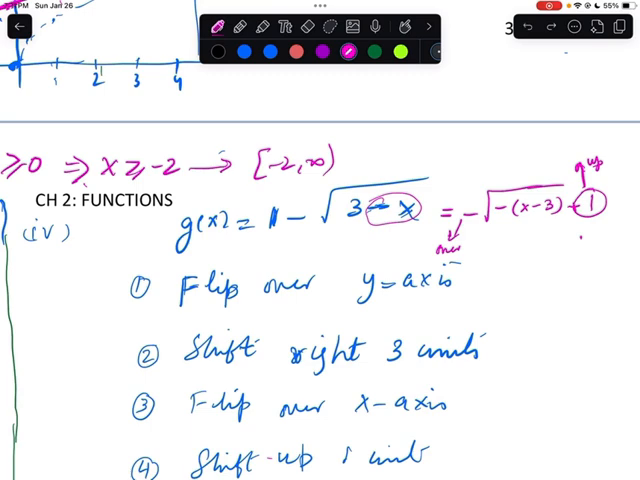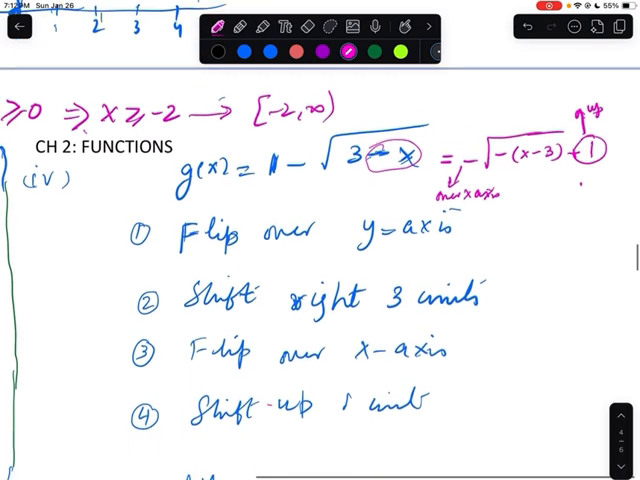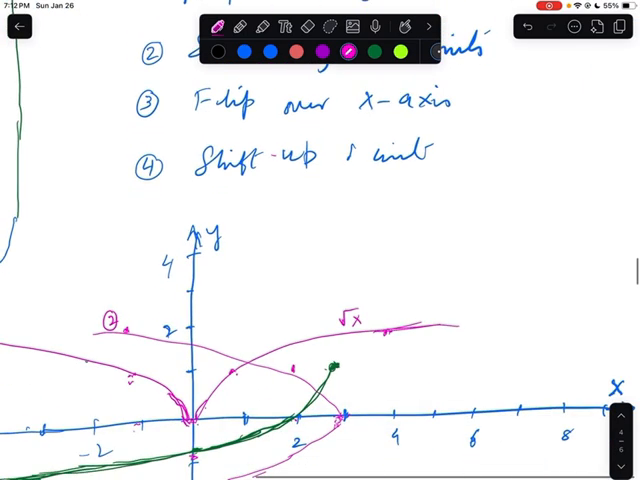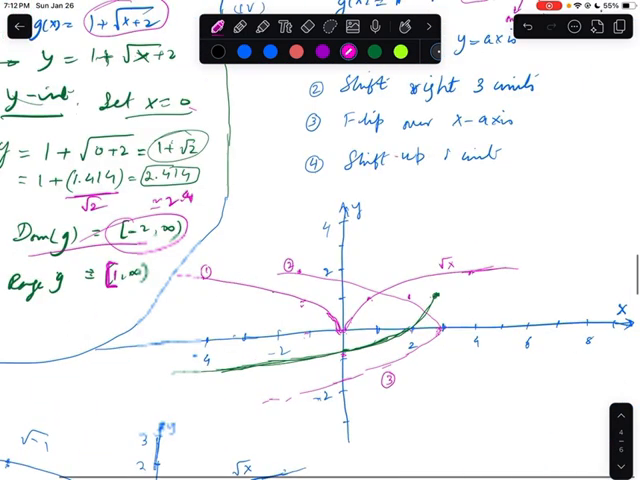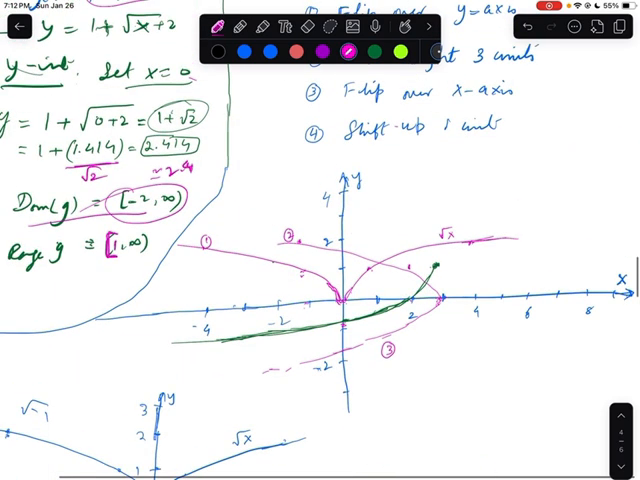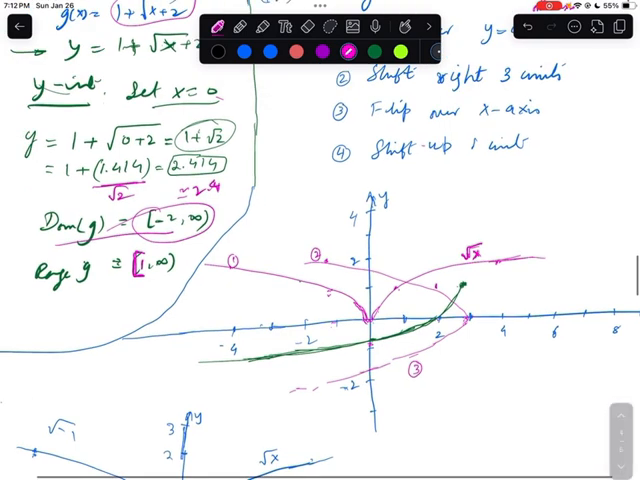Okay. So the first step that we have to do is flip over the y-axis. Then the next step will be shift right 3 units. Next will be flip over the x-axis. Then last will be shift up 1 unit. So let's see what graph we get. This is how I just showed you. This is my starting graph here, square root of x. If you draw them, please draw them with a light pencil, so that the final graph is clearly seen.